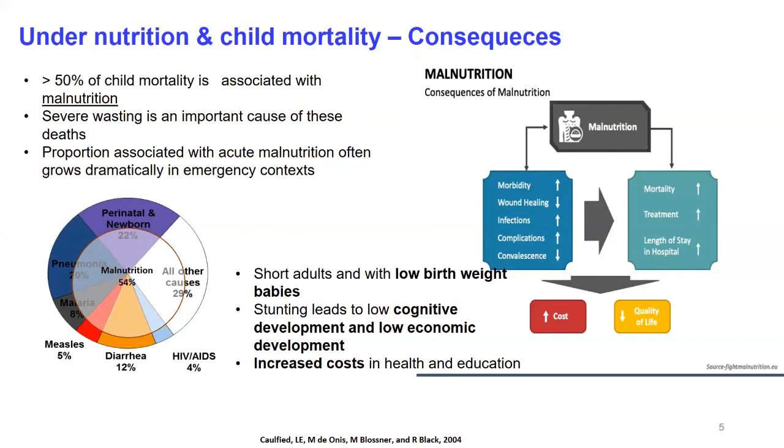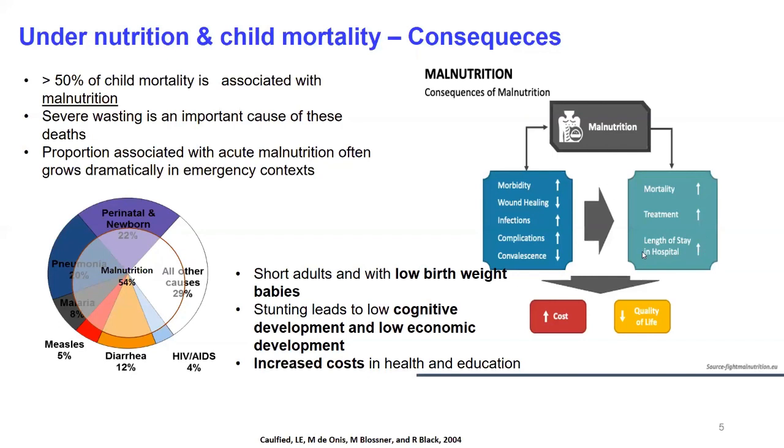And so acute malnutrition, which I've already told you is both moderate and severe, often grows dramatically when there are emergencies. And this schema is just showing you the consequences, which I've already alluded to, in terms of increased disease or morbidity, poor wound healing, increased infections, and several complications as far as severe malnutrition. And also recovery is slower. And this is not only for children, but even in adults. So all this leads to increased death, treatment expenses, and increased length of stay in a hospital.